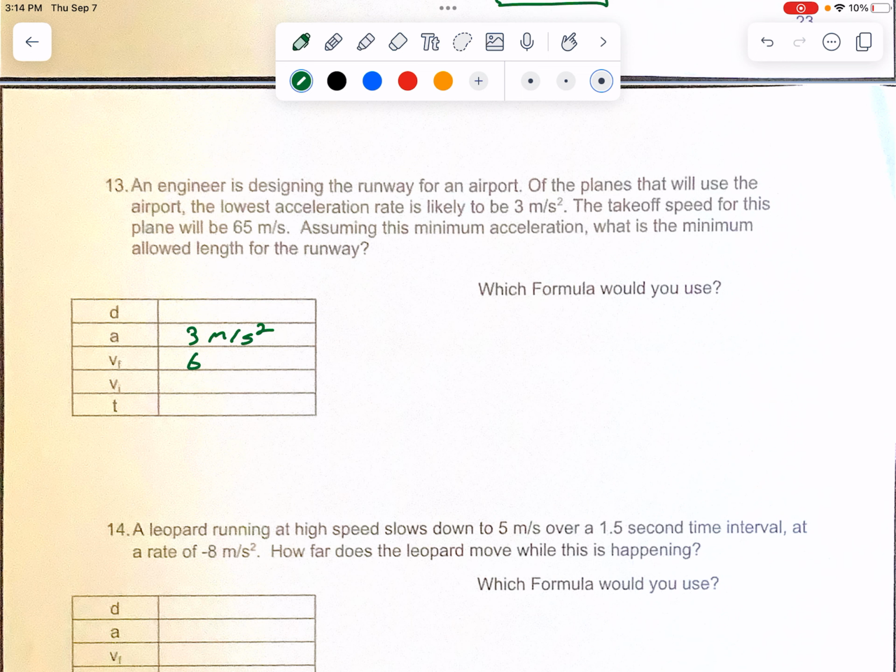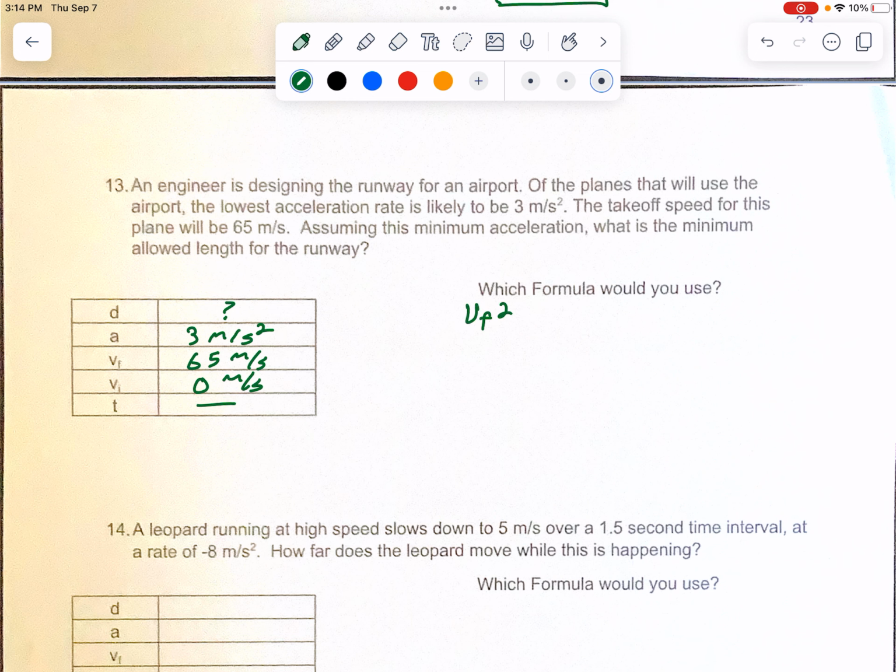So your final velocity is 65 meters per second. Your initial velocity is going to be 0. Assuming this is minimum acceleration, what is the minimum allowed length? So you're looking for how long this runway has to be in order to make it. So that means we did not care about time at all. So we're going to use that fifth equation.